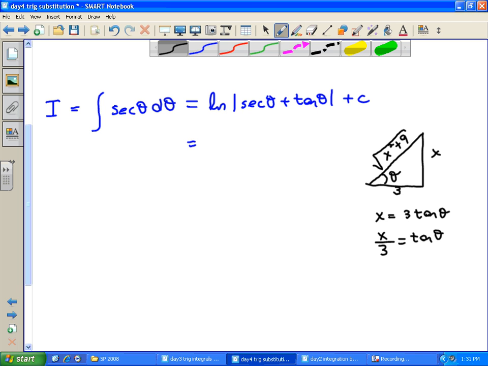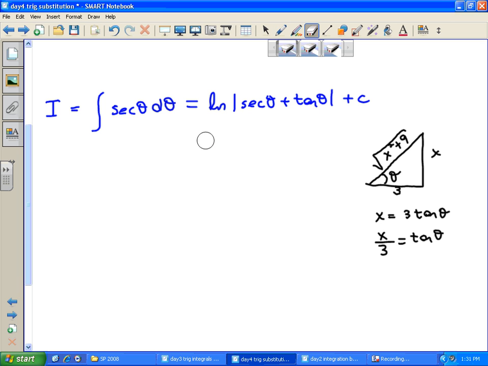So now we come back to finish the question. ln of, okay, from this triangle, I need to know what secant theta is. Secant, once again, is hypotenuse over what? Adjacent, right? Because secant is 1 over cosine theta, is hypotenuse over adjacent. Hypotenuse here is the square root of x squared plus 9 over the adjacent, which is 3. And how about tangent theta?